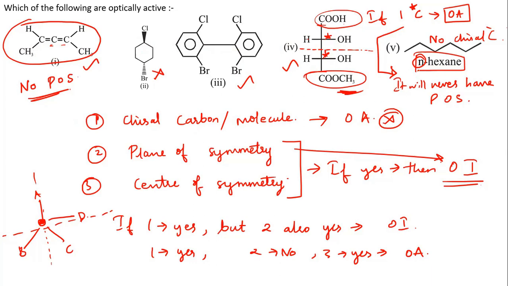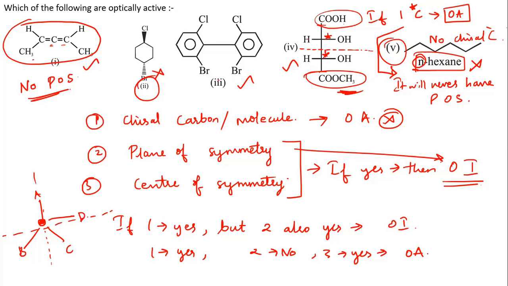This guy is a simple case. If we have a chiral carbon, then it should be optically active. Since this guy does not have that, this guy can't be optically active. So this is also not. So we have 1, 3, and 4. Only these guys are optically active. 2 and 5 are not optically active. 1, 3, and 4, that was in the third option, I guess. So that must be the answer.